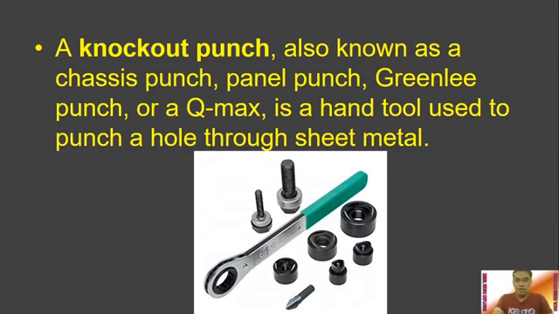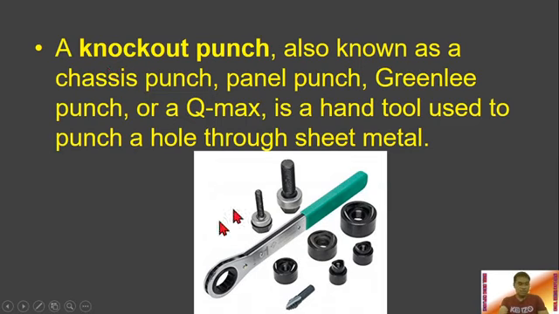So for example, in electrical works, it is usually used to make holes on the side of our electrical panel, or the bottom, or the rear, or the top side of our electrical panel. So we have the knockout punch.